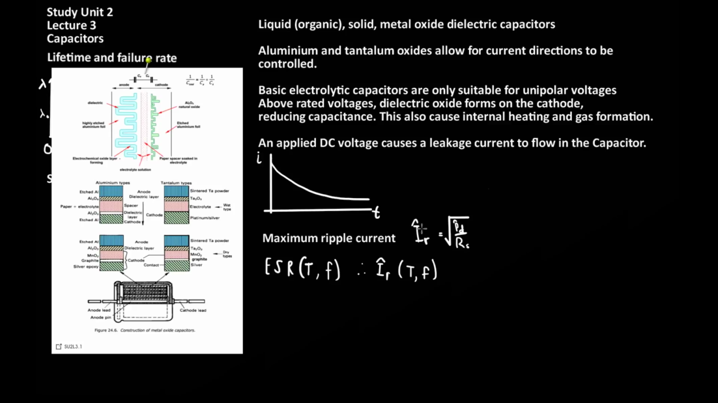The maximum ripple current which is allowable across the device terminals is the square root of the maximum power dissipation divided by the series resistance of the capacitor. This effective series resistance is a function of temperature and frequency. Thus, the maximum allowable ripple current is also a function of temperature and frequency.